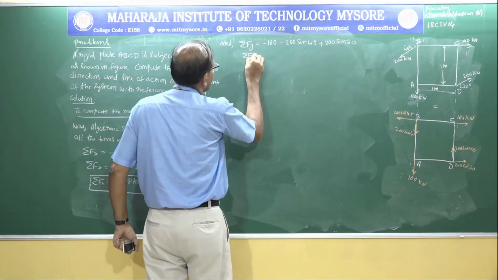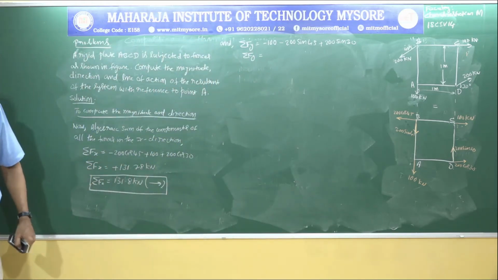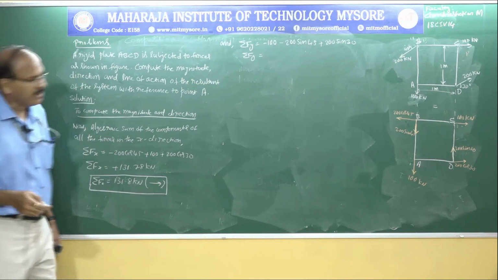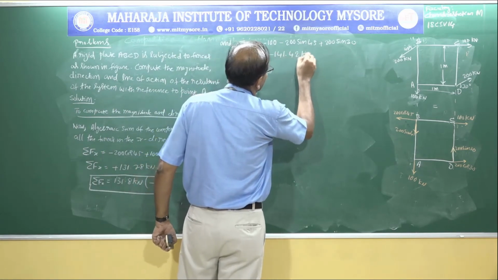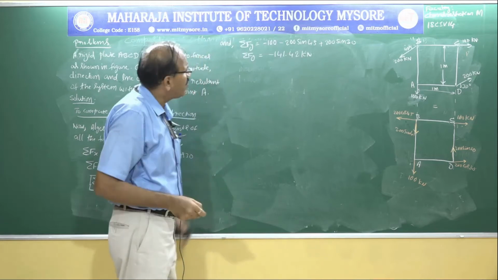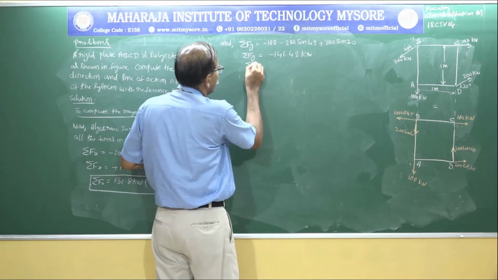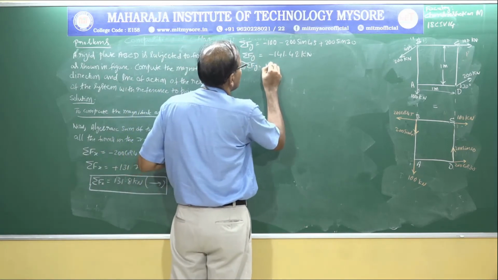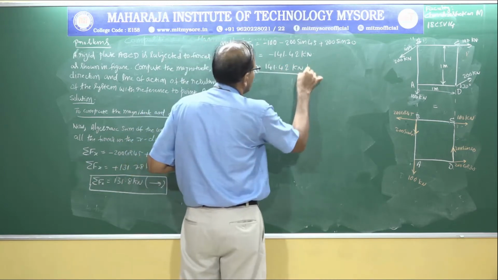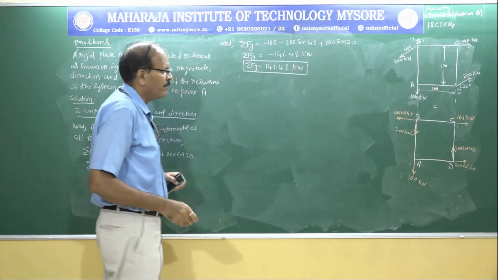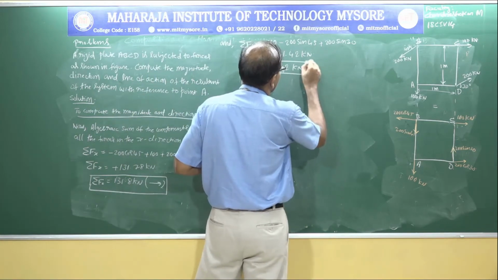So sigma Fy equal to, the answer is minus 141.42 kilonewton. When I get minus, how should this force be acting? It should be acting downwards. So that is sigma Fy equal to 141.42 kilonewton. Okay, so it is acting downwards.